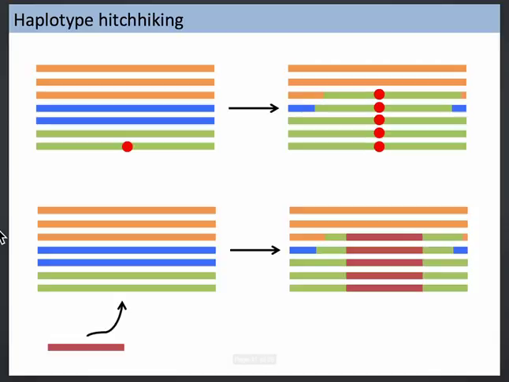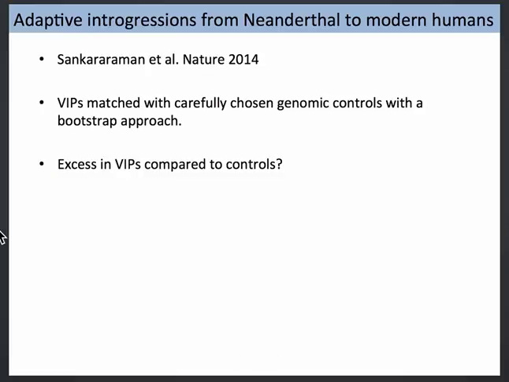It's the same that happens when you have an integration from another species that jumps into your population. In the process of hitchhiking, what you're going to have is an introgressed segment that is at unusually large frequency and unusually large size. So this is what we looked at for Neanderthal using the data from this paper. And what we did more specifically was comparing VIPs with carefully chosen genomic control using a bootstrap approach. And what we asked was if there was an excess of adaptive integrations in VIPs compared to this control.